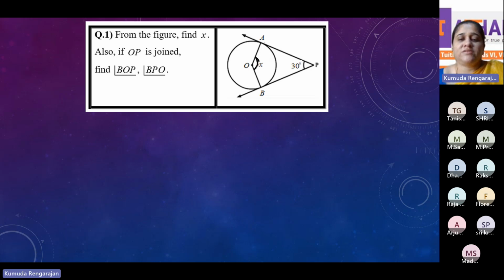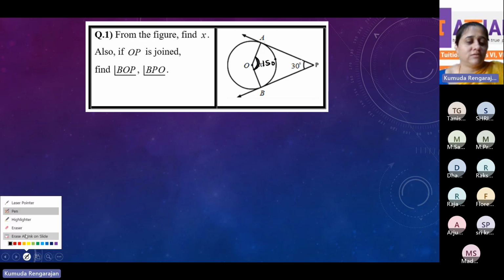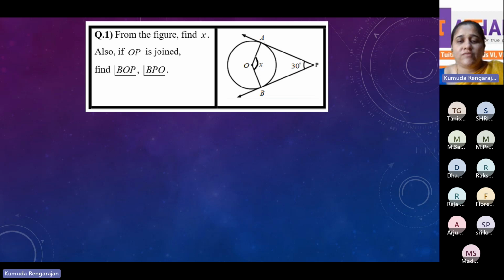So once again, x is 150 degrees because x plus 30 is 180. Then after joining, we know that this whole angle is 150 degrees. This whole angle is given to be 30 degrees. Since the whole angle is 150, 75 here, 75 here. This whole angle is 30 degrees, 15 here and 15 here. So that answers all the questions.